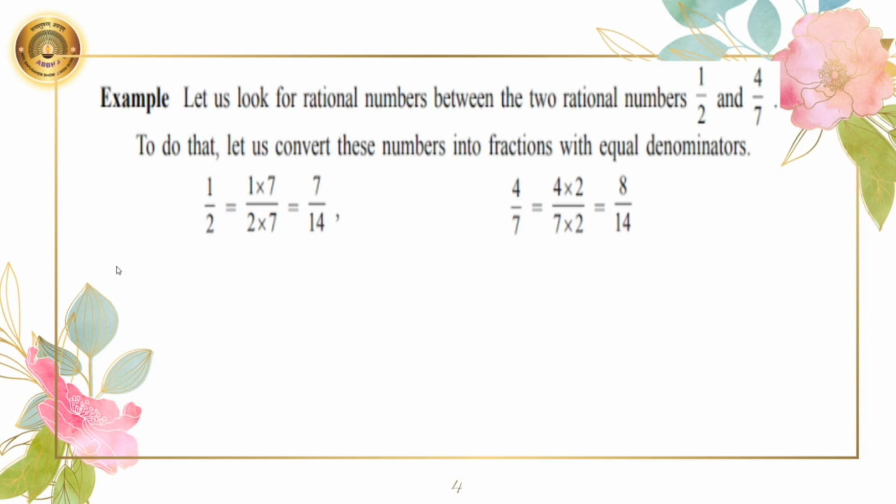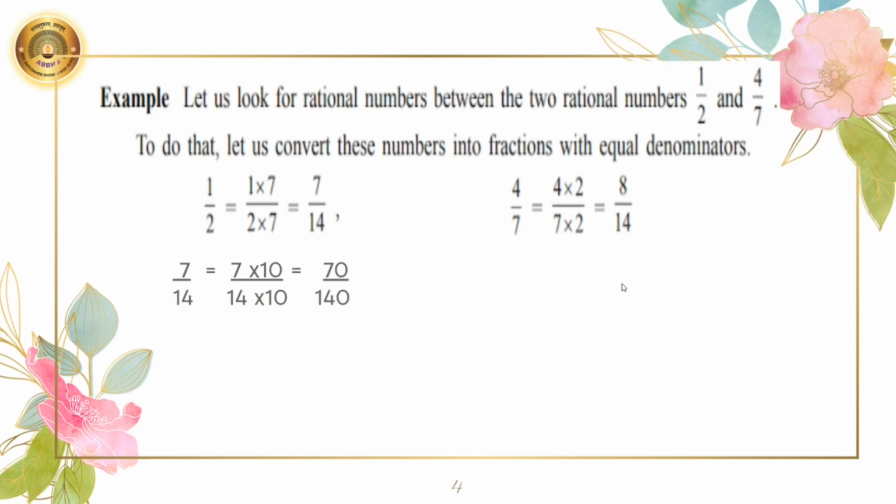Now here 14 is the common denominator. And 7 and 8 are consecutive numbers. Does this mean that 7/14 and 8/14 are consecutive numbers? No. 7/14 and 8/14 are not consecutive rational numbers. So let us find the numbers that lie between 7/14 and 8/14. The denominator of any number can be increased. Then the numerator also increases the same number of times. So let us multiply 7/14 by 10.